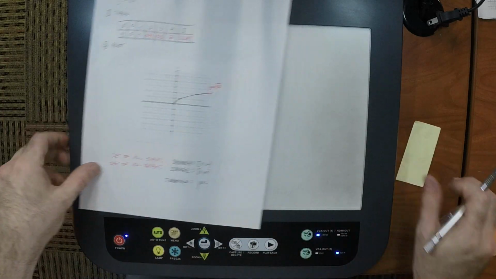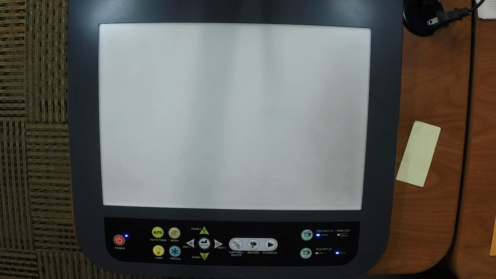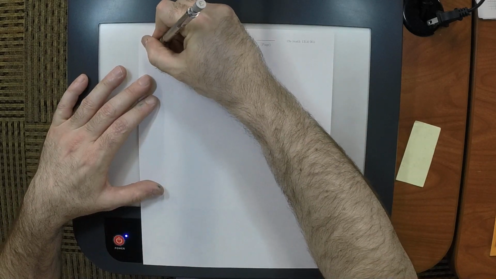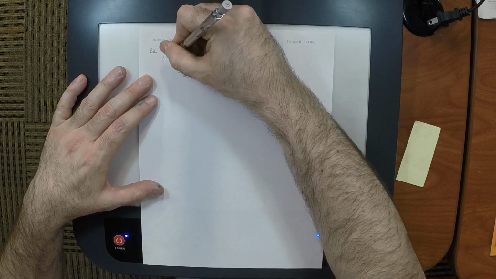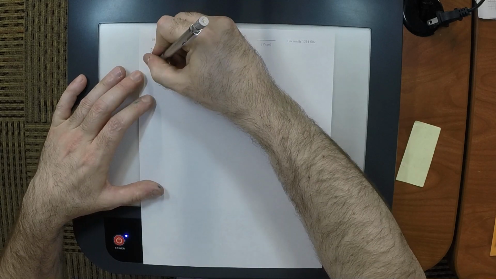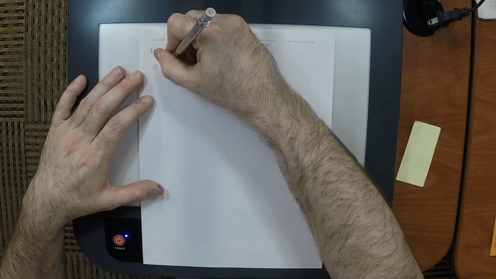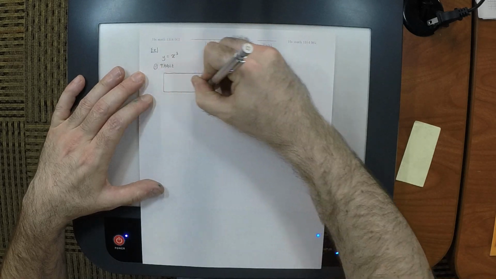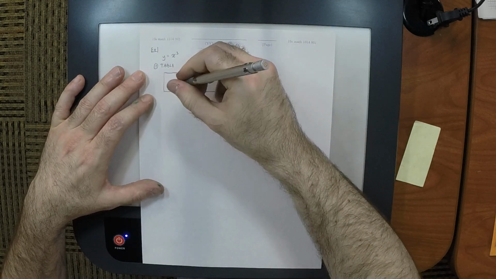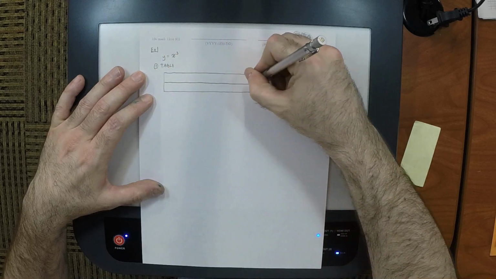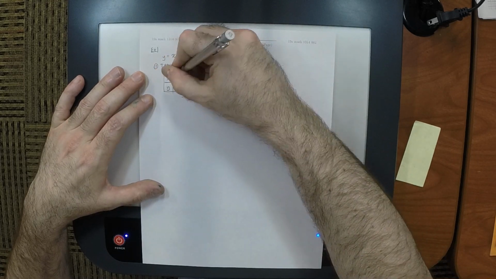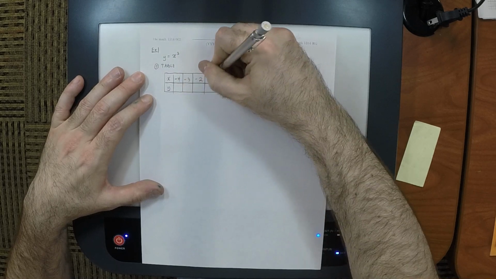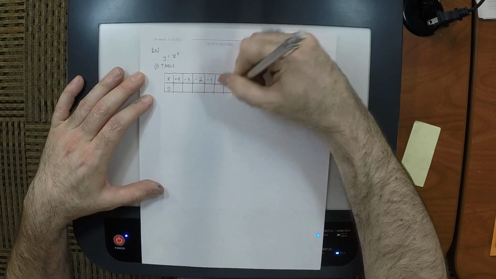Okay, good. Let's have another one. So how about y is x cubed? Now we've considered y is x squared, and now we're going to consider x cubed. So x, y, -4, -3, -2, -1, 0, 1, 2, 3, 4.